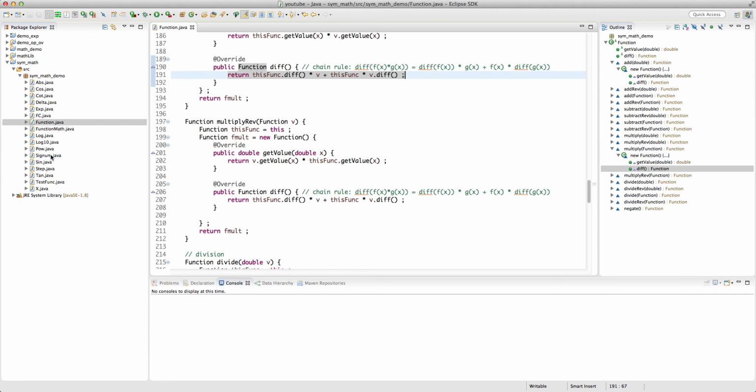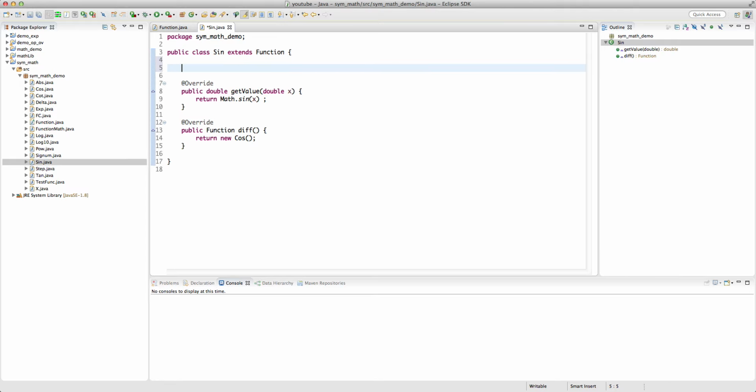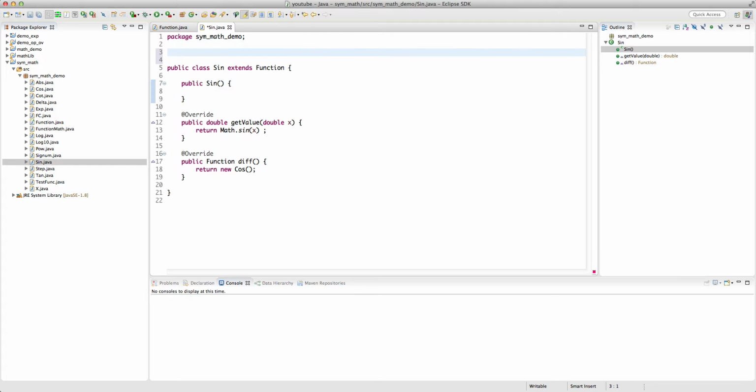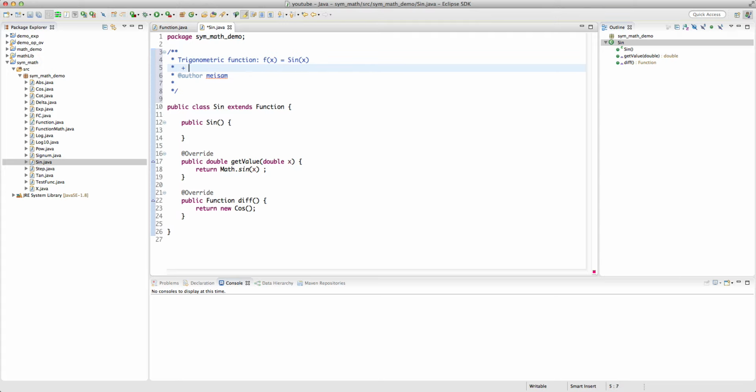And then we implemented the sine, and if you recall, the sine basically has no arg, so public Sine, it's a no arg constructor. And let's also add the documentation. So this is sine of x, trigonometric function f of x equals sine of x. Operator overloading is supported.